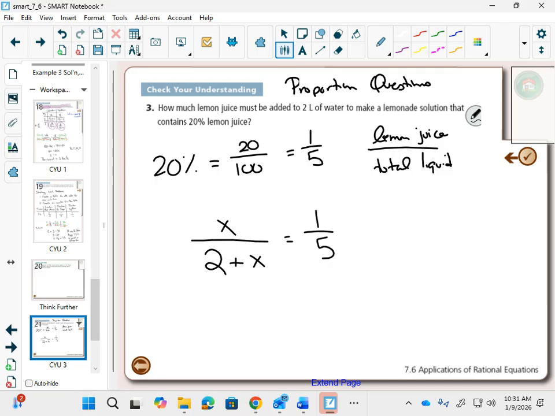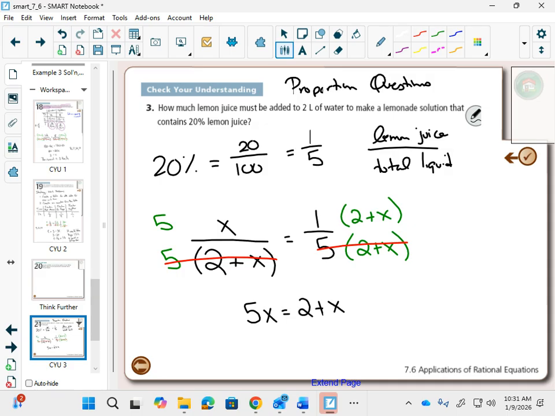Half a liter. So now, get my common denominator. This one I have to multiply by 2 plus x and 2 plus x. And this one by 5 and 5. And we get 5x equals 2 plus x. Combine your like terms. Half a liter or 500 mils. I'll put L there for my units, since we were dealing in liters.